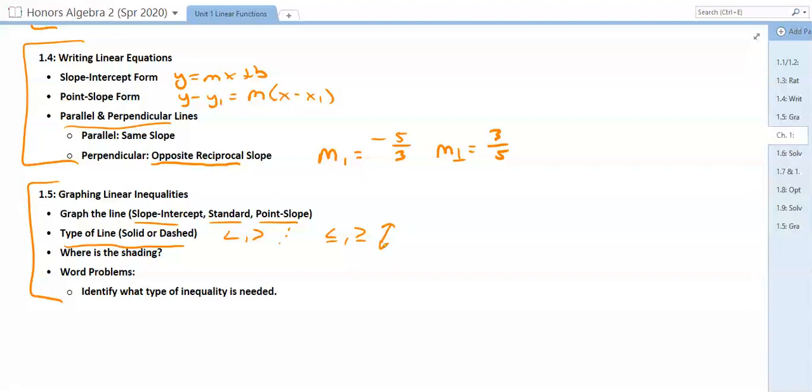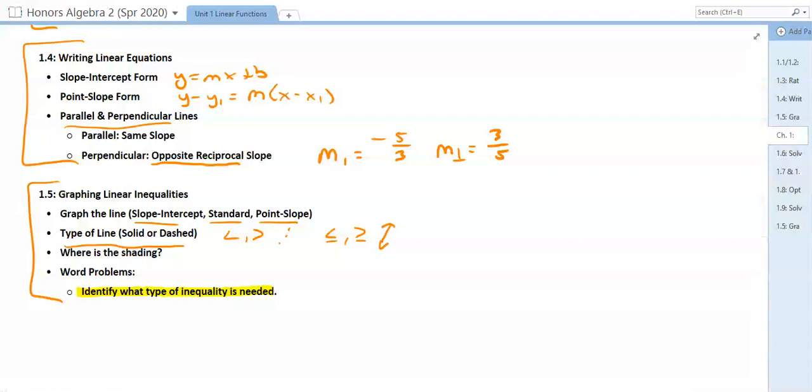And the last thing, the big thing to remember from 1.5, I would say, is trying to identify what type of inequality is needed in a word problem. Be able to identify, am I going to be greater than, or am I going to be less than, or greater than or equal to, or less than or equal to.